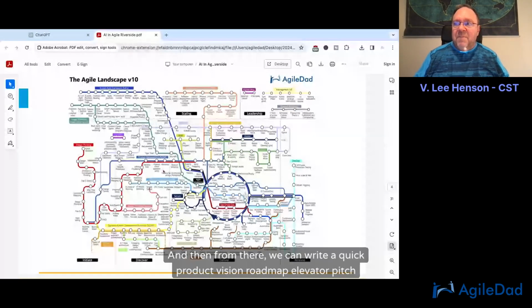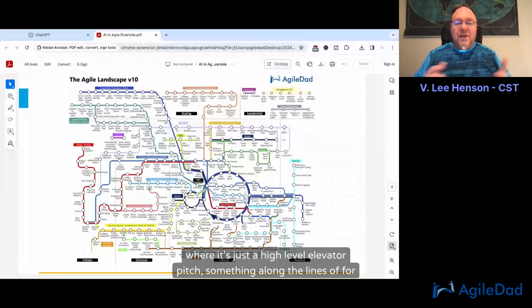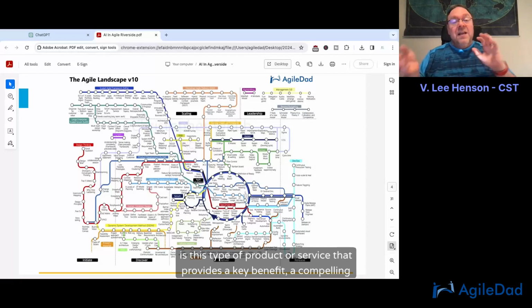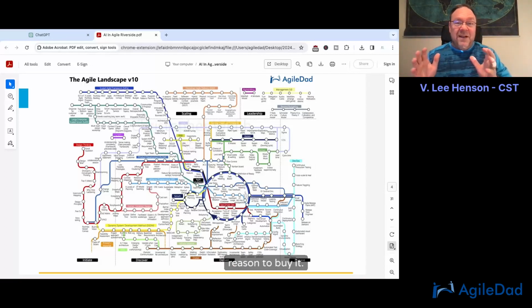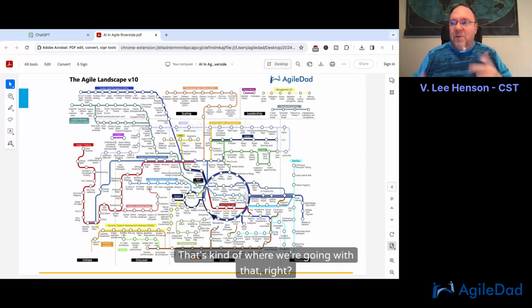And then from there, we can write a quick product vision roadmap elevator pitch statement where it's just a high-level elevator pitch, something along the lines of, for our target audience that is struggling with this problem, our product or service is this type of product or service that provides a key benefit, a compelling reason to buy it. Unlike our competitor's product or service, ours is different and better. That's kind of where we're going with that, right?